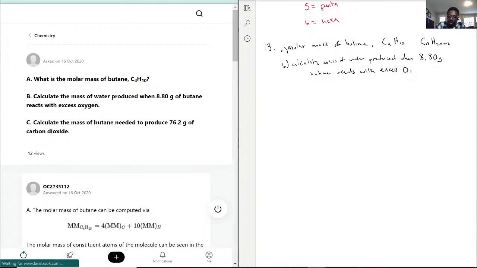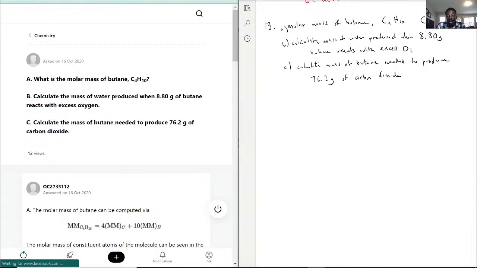excess O2, that's oxygen. And C, calculate the mass of butane needed to produce 76.2 grams of carbon dioxide. Okay, so with that being said, let's first find out the first part. Yeah, let's do that first, finding the molar mass of butane.